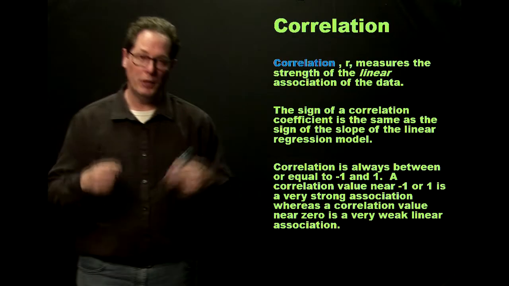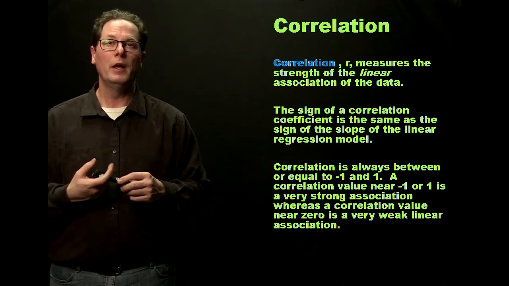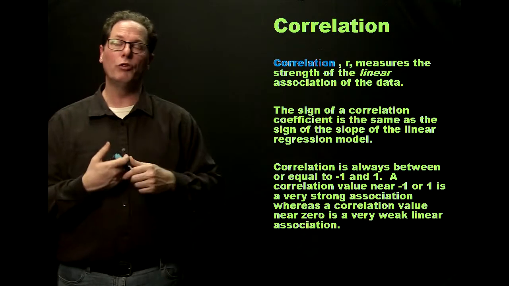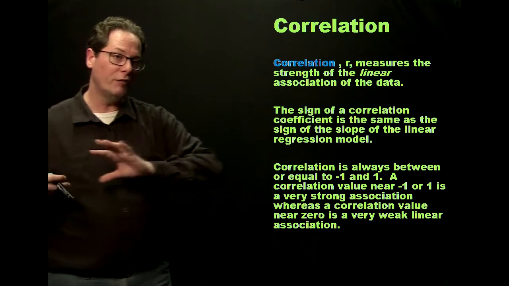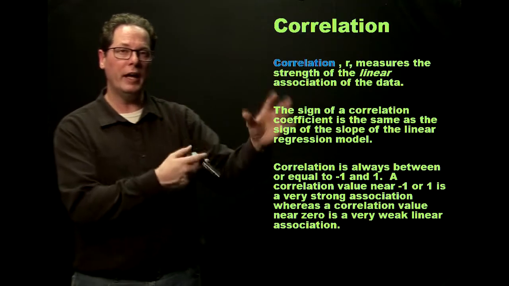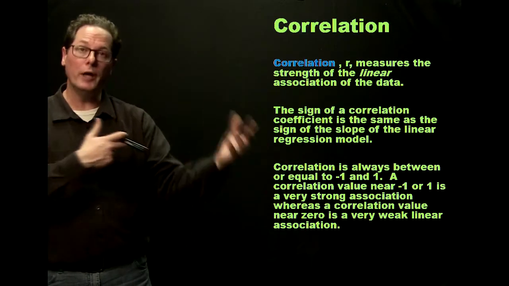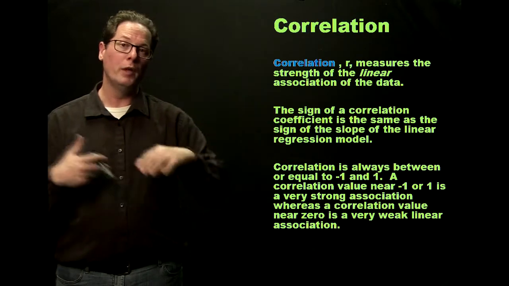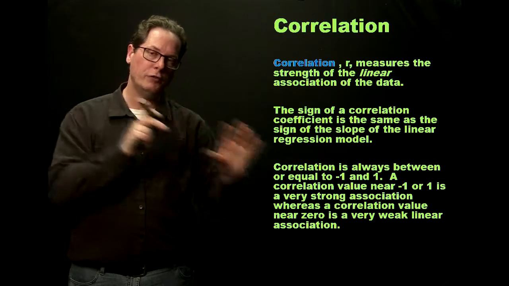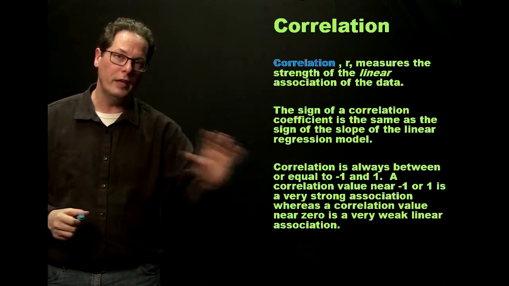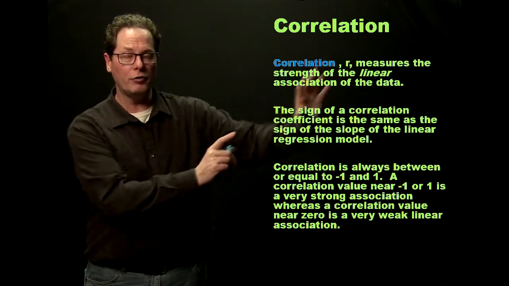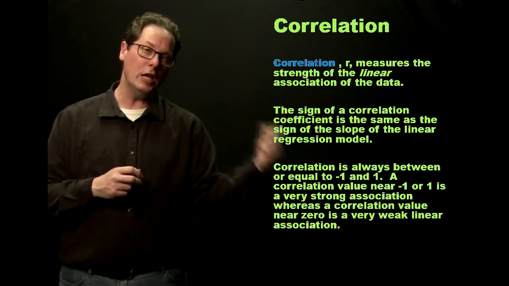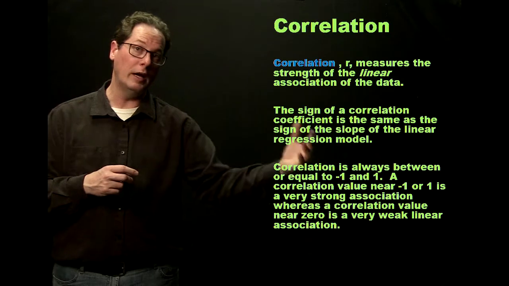Now, correlation, let me just give you a little bit more information. We represent it with the letter R. It measures the strength of the linear association of the data. So data that falls on a line exactly would have a correlation value of 1 or -1. The sign of the correlation coefficient goes with the slope of the data. So if the data has a negative trend, the correlation value is going to be negative. If the data has a positive trend, the correlation value is going to be positive. But the correlation value is not equal to the slope. It just has the same sign.